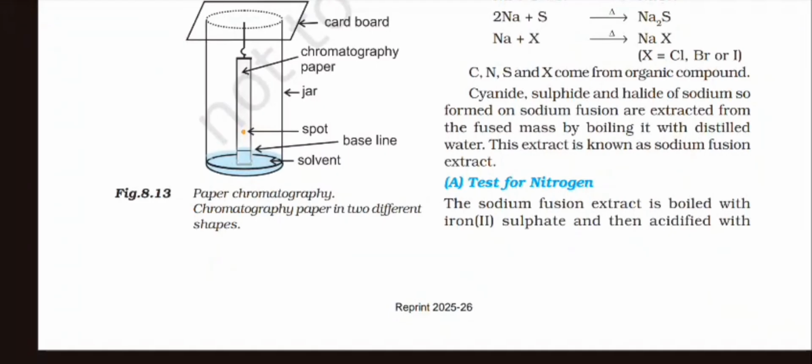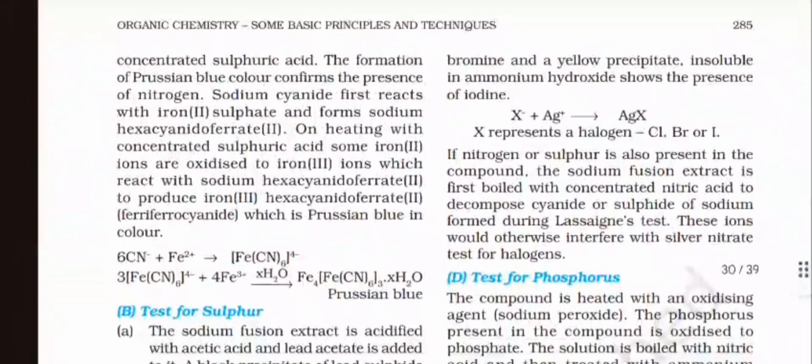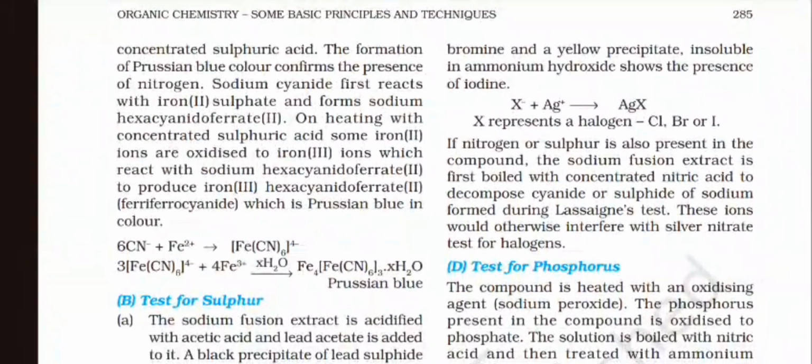Test for nitrogen. The sodium fusion extract is boiled with iron(II) sulfate and then acidified with concentrated sulfuric acid. The formation of Prussian blue color confirms the presence of nitrogen. Sodium cyanide first reacts with iron(II) sulfate and forms sodium hexacyanoferrate(II). On heating with concentrated sulfuric acid, some iron(II) ions are oxidized to iron(III) ions, which react with sodium hexacyanoferrate(II) to produce iron(III) hexacyanoferrate(II), which is Prussian blue in color.